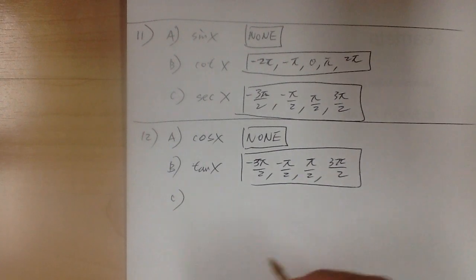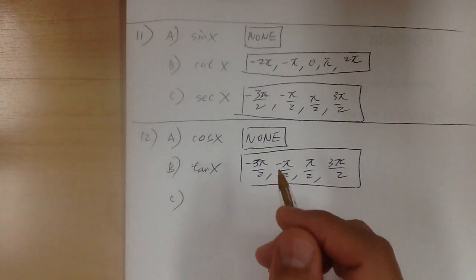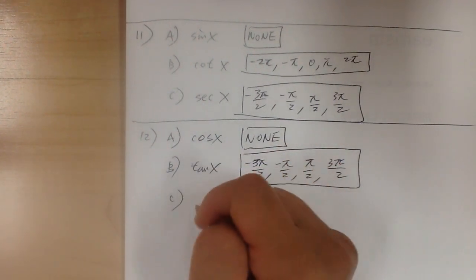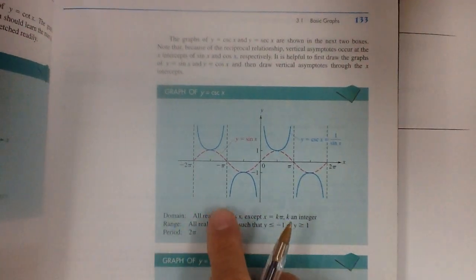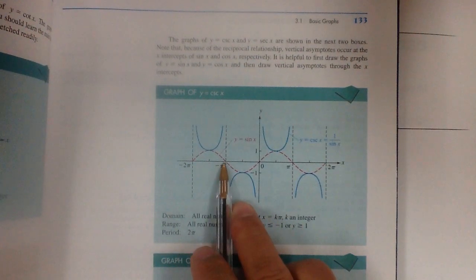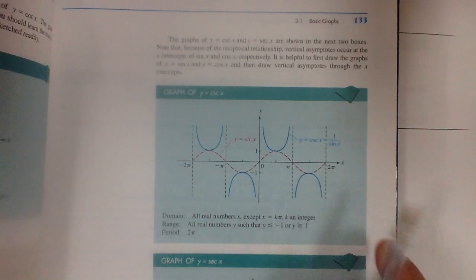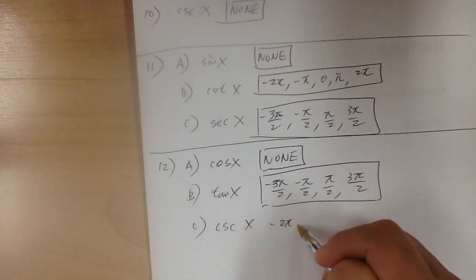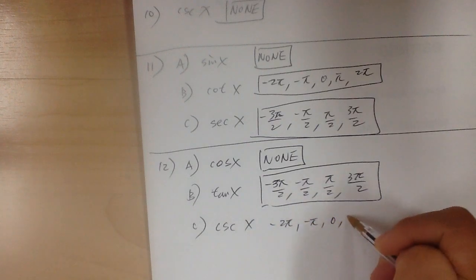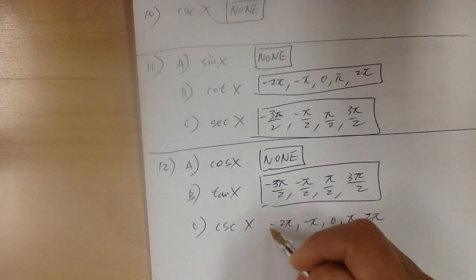Okay, for C, cosecant X. So again, if you look at the cosecant graph, undefined is when there's an asymptote. So it would be negative 2 pi, negative pi, 0, pi, and 2 pi.